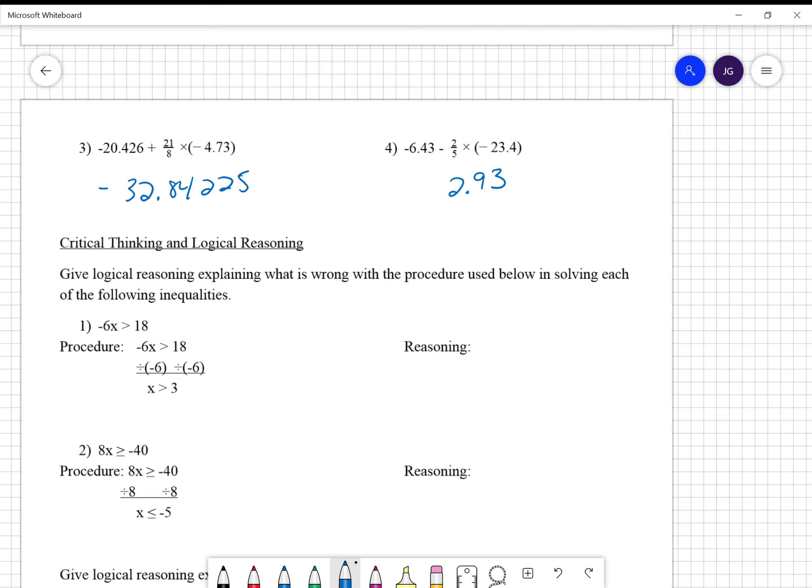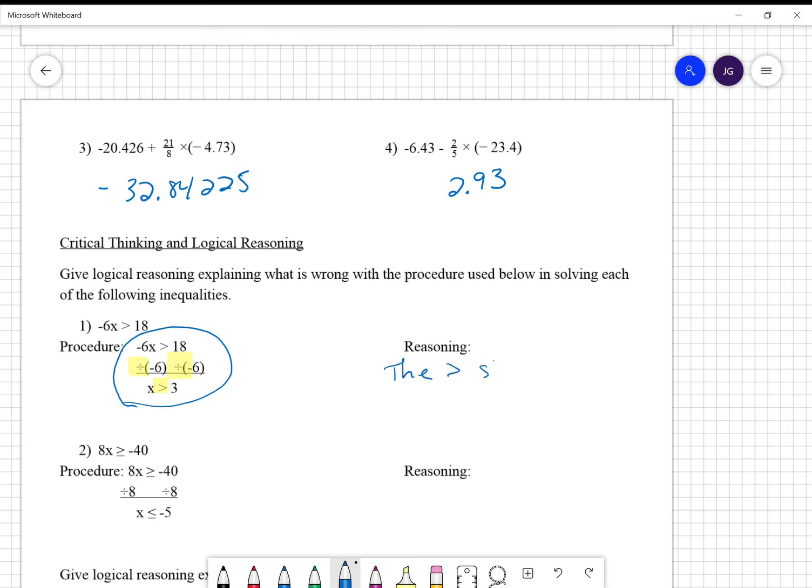Okay, the next section. Give logical reasoning explaining what is wrong with the procedure used in solving each of the following inequalities. So here's the procedure, and you're told there is something wrong with that procedure. What is it? Okay, if I am solving this inequality, I would divide by -6. Okay, they divide by -6. That's good. -6x divided by -6 is x. 18 divided by -6 is, that should be a -3. And when you divide by a negative, the inequality should change direction.